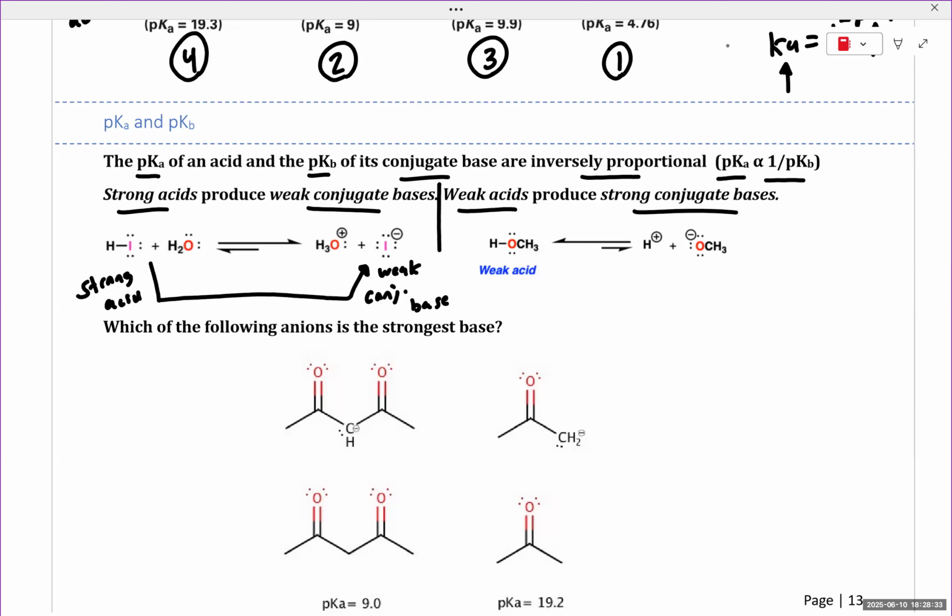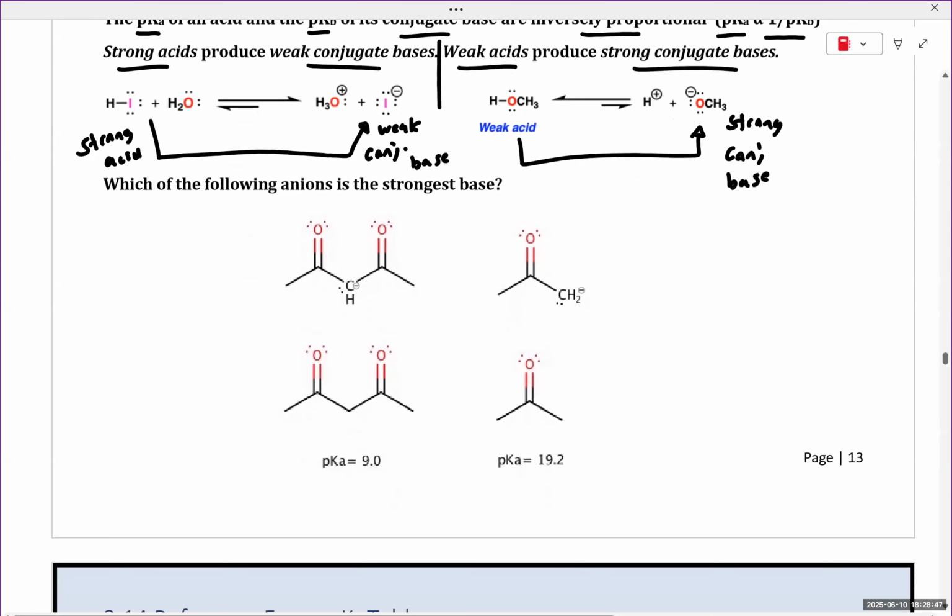By the same token, if you have a weak acid such as methanol, it reacts to yield a relatively strong conjugate base. So let's apply what we've learned here, and we're asked which of the following anions is the strongest base.